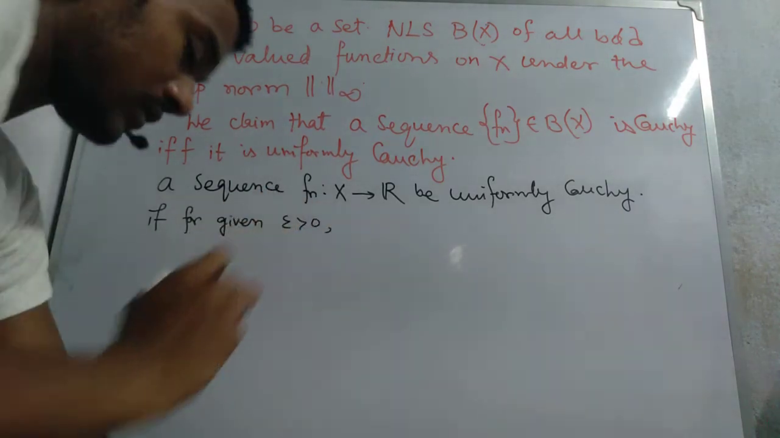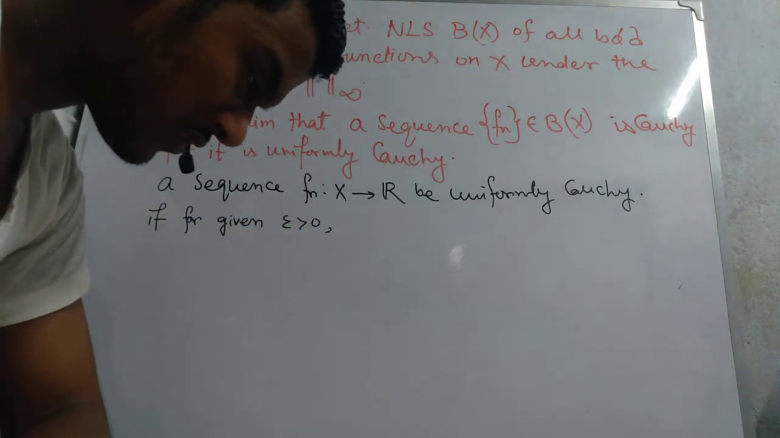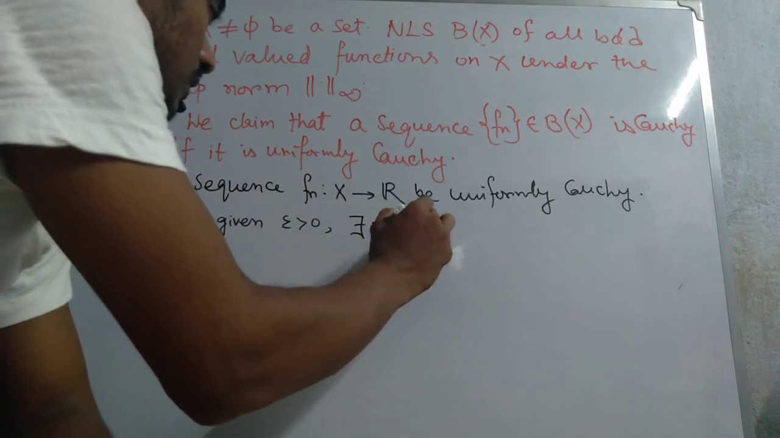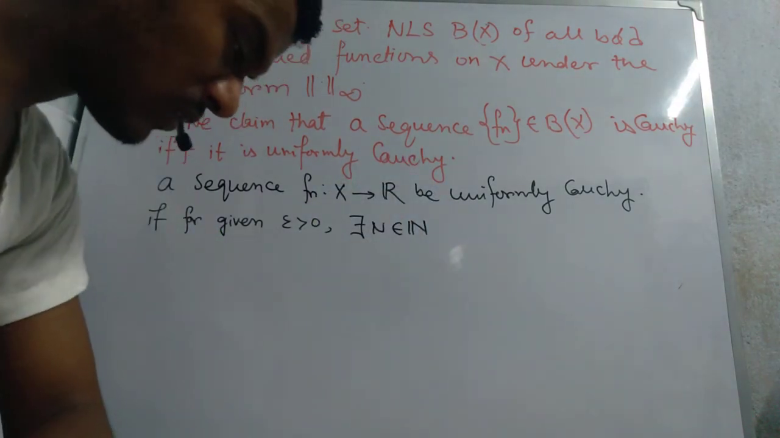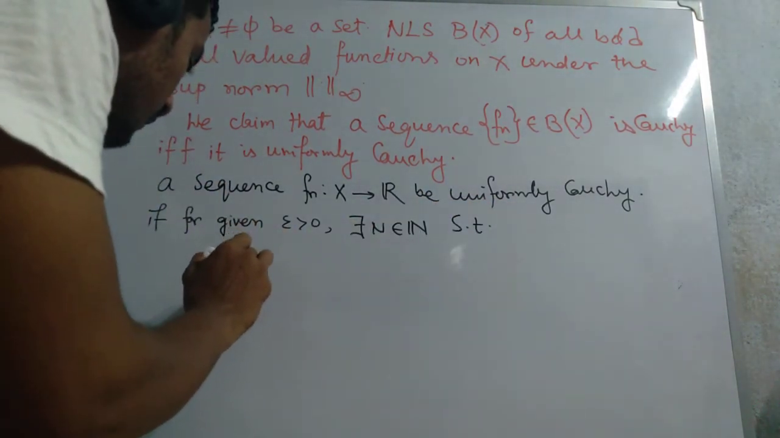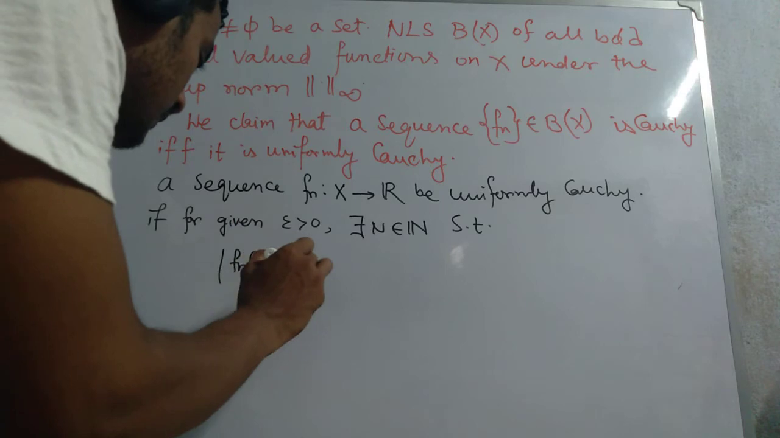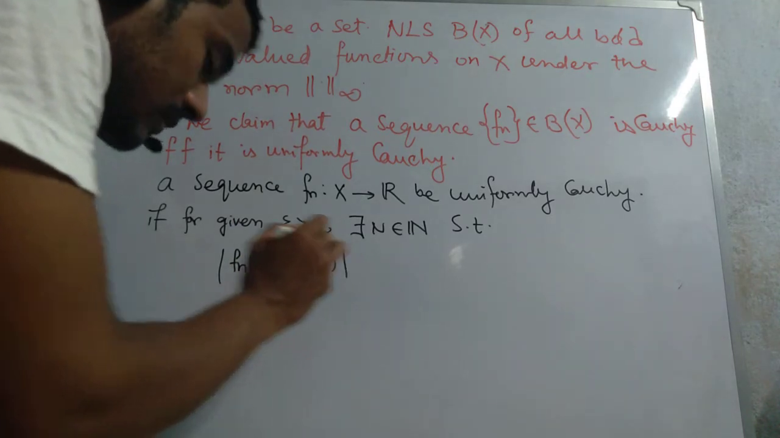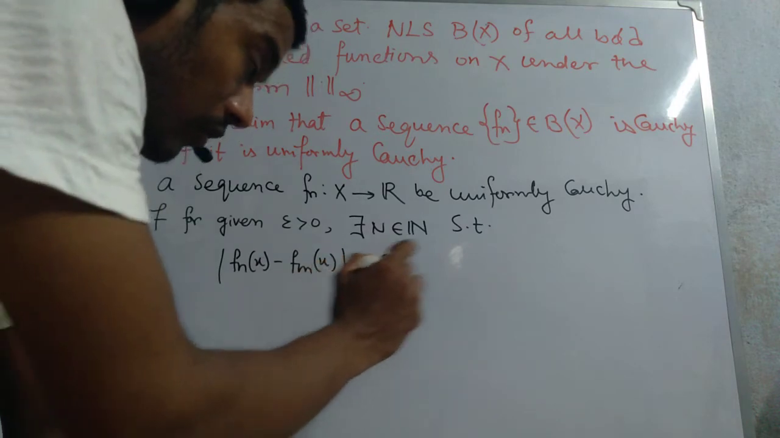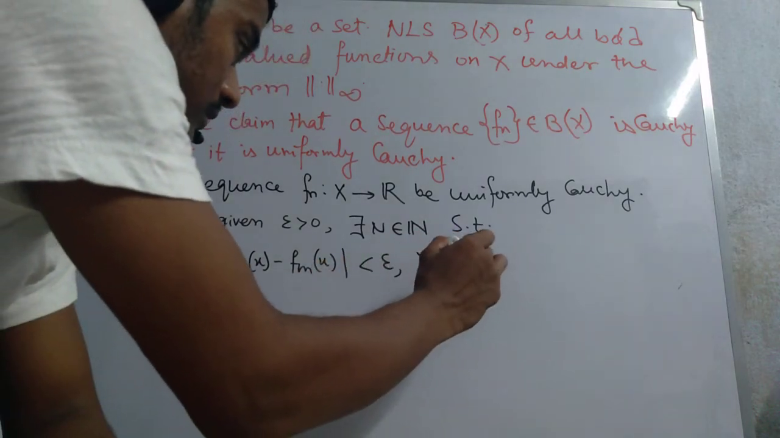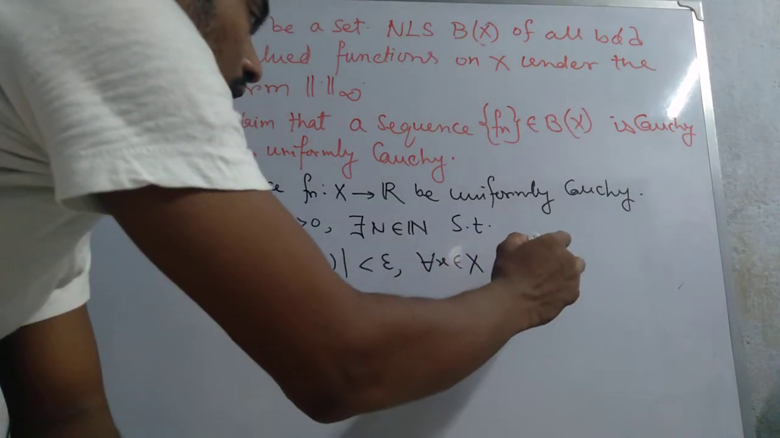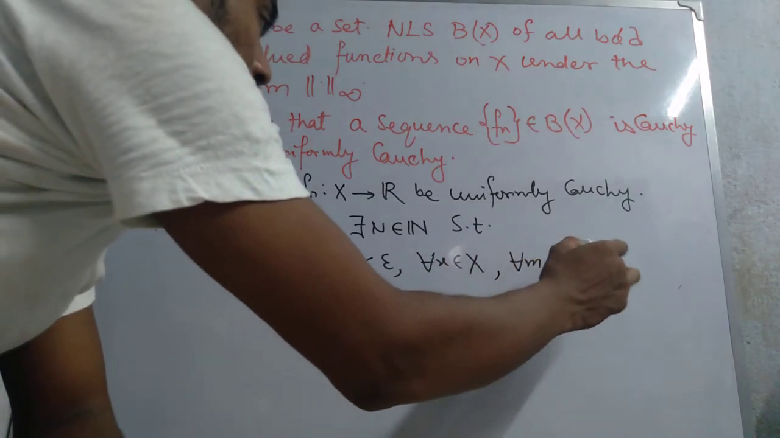for a given epsilon greater than 0, there exists N belonging to the natural numbers such that |f_m(x) - f_n(x)| is less than epsilon for all x belonging to X, and for all m, n greater than or equal to N.